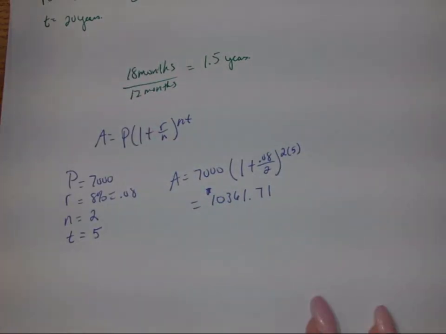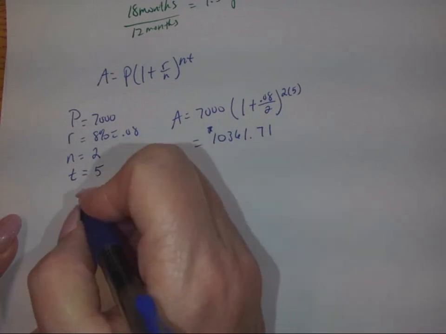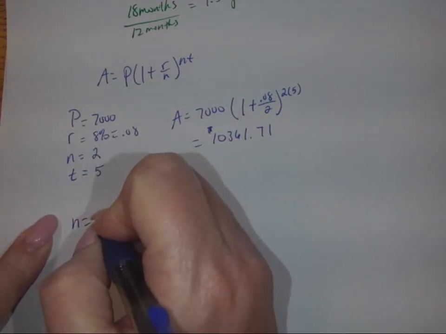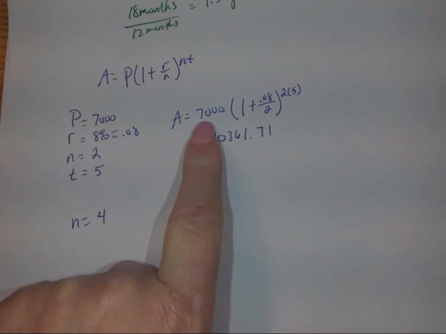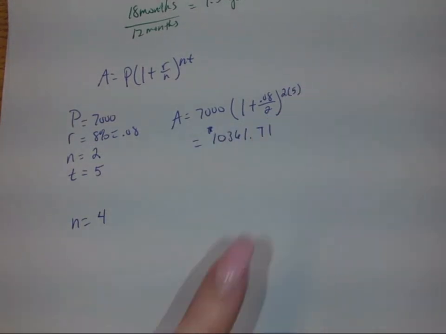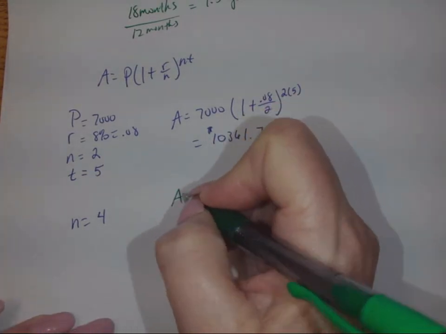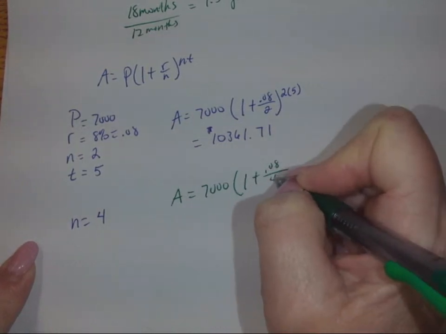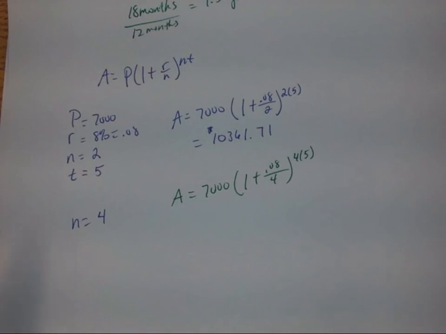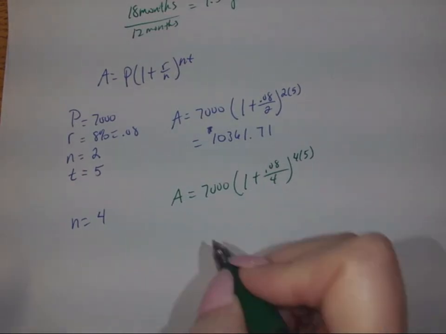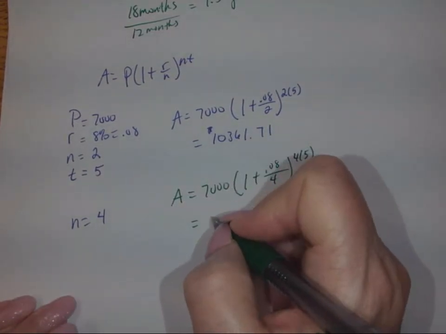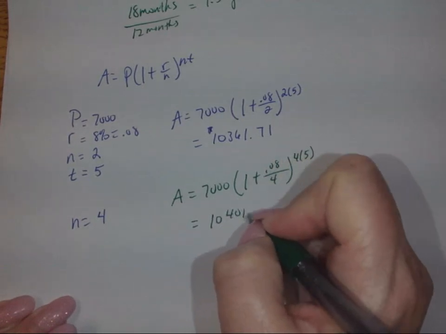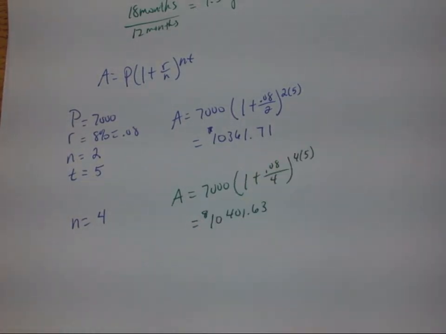So let's look at quarterly. That was part A. If we do the same thing, but N is equal to quarterly, which is 4, everything stays the same except for the 2 will change. Be very careful with this because it's very easy to forget to change some of the values of your N's. So this will be 7,000 times 1 plus 0.08 divided by 4 raised to the 4 times 5. As we put this back in the calculator, we should end up with 10,401.63. So we didn't go up a whole lot, but we went up about $40.